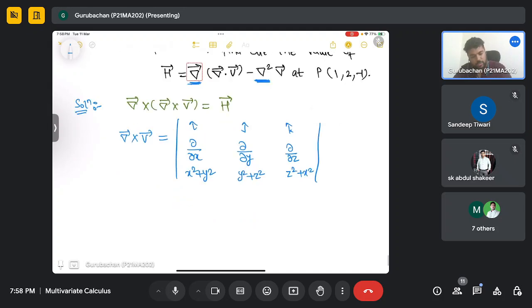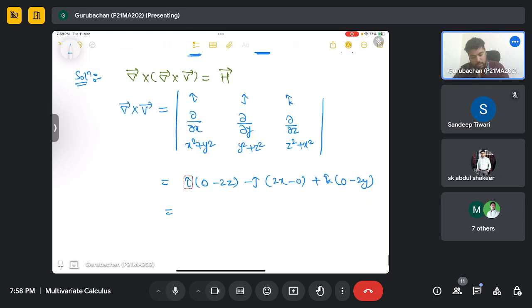So this will give you i(0 minus 2z) minus j... So this will give you (2x minus 0) plus k(0 minus 2y). Is this zero? Yes, sir. No, no, it is not 0. It is 2x j cap minus 2y j cap.